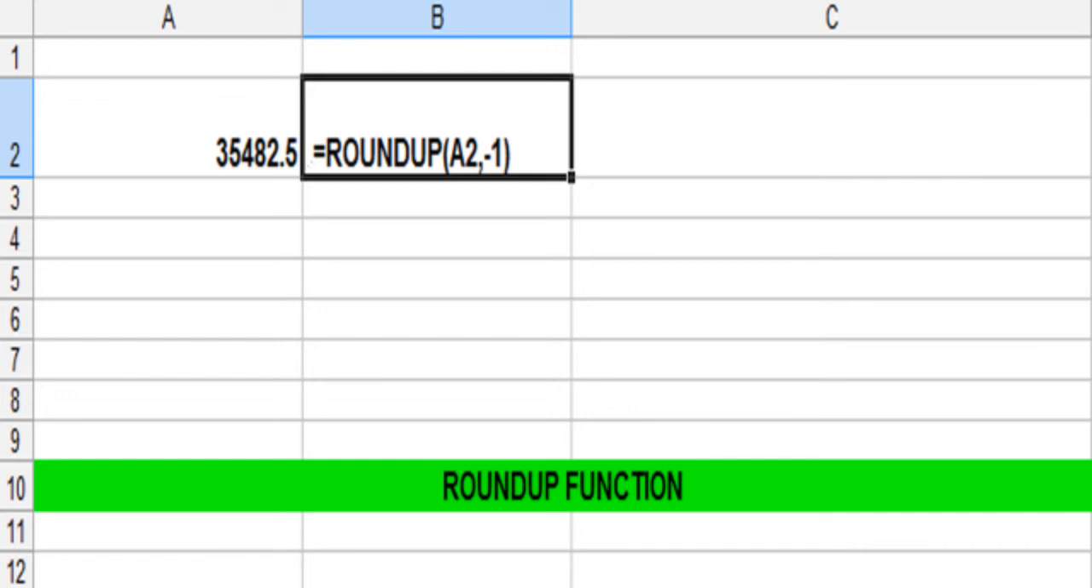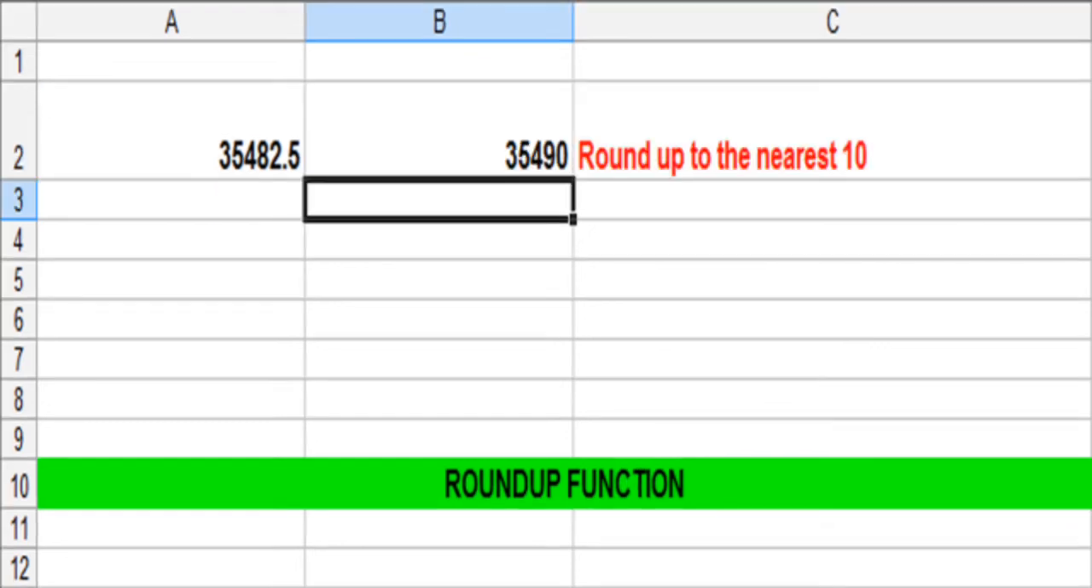Round up to the nearest 10. The formula is equals ROUNDUP(A2, -1). Press enter. Rounded up to the nearest 10. Result 35490.